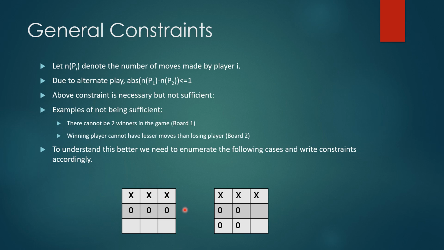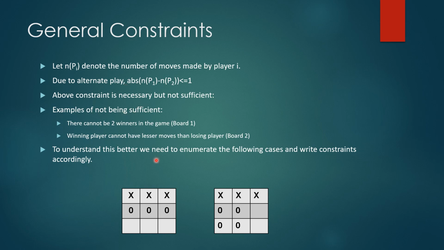This is shown by two examples here. In both of these examples, the differences of the moves made by the two players are either 0 or -1, which satisfies this equation, but neither of these is actually a legal game. The reason being, in the first case, there are two winners, and this is not possible. When one player wins, the game stops and the other player cannot play. The second is illegal because the winning player's number of moves is less than the losing player's. This is also not legal. So while this is a necessary constraint, it's not a sufficient one.